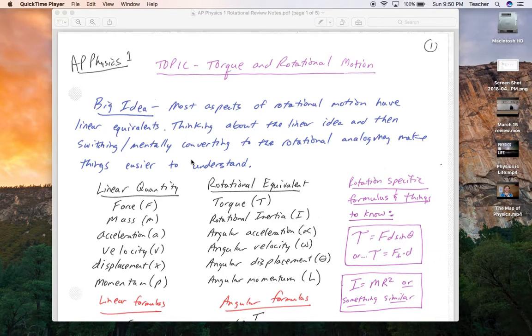The topic of rotation. I just about choked on myself. This is a challenging topic, I think.